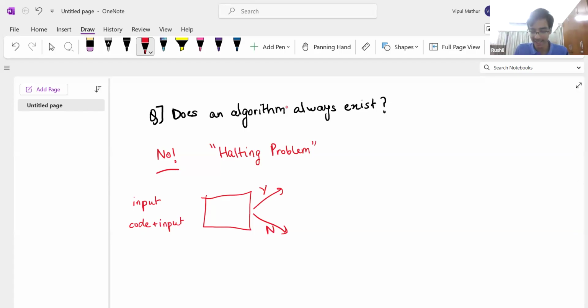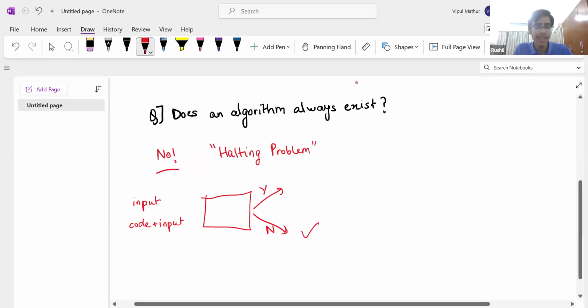some loop that just doesn't end, then it should, let's say, output no, because it doesn't halt. And if it does halt, that is, the program does end, then it should output yes. And actually, there is no algorithm by which you can decide the halting problem. There's no algorithm by which a computer can decide whether this code will halt or not.